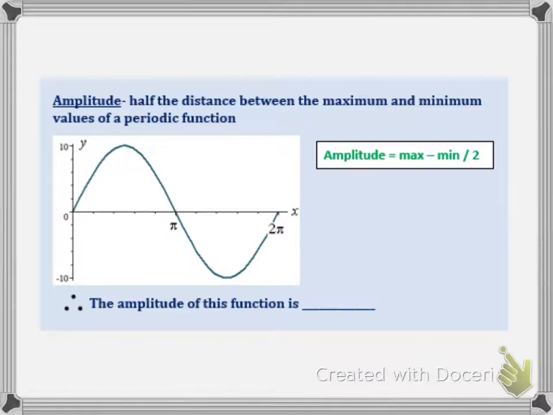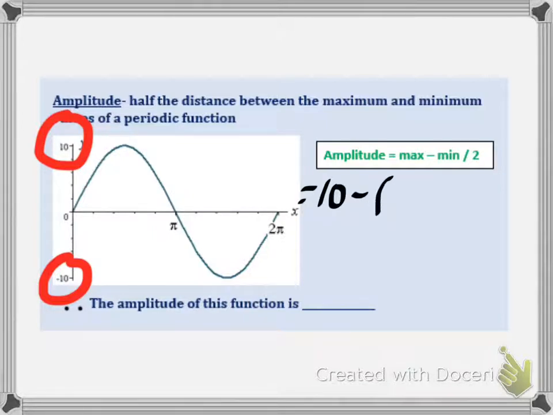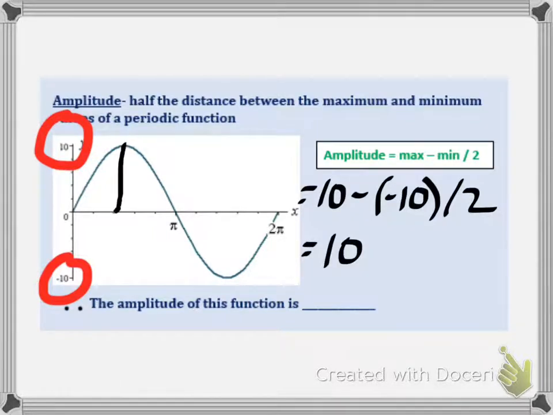Now the amplitude is half the distance between the maximum and minimum values of a periodic function. And from that we can form an equation. Amplitude equals max minus min divided by 2. So here we see that the max is 10 and the min is negative 10. So simply plug that into the formula. Max, which is 10, minus, in brackets, negative 10, divided by 2. And that gives you 10, which is the distance from here to here. Therefore, the amplitude of this function is 10.